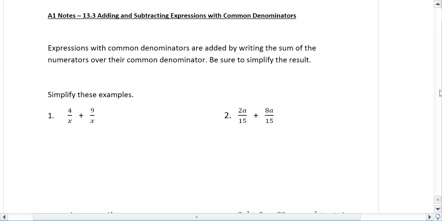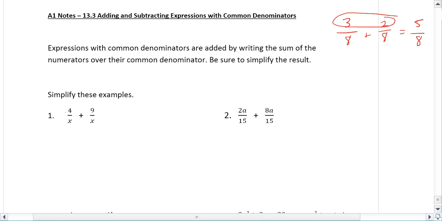This goes back to your skills when you had 3/8 plus 2/8 is 5/8. Notice how we added these two numerators and we did not touch the denominator. It stayed exactly the same. So let's follow that strategy.